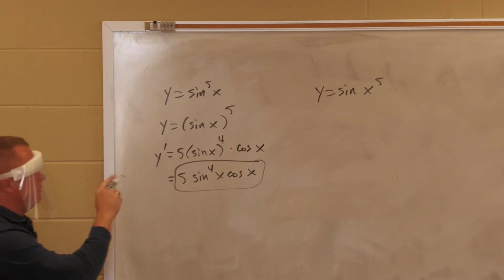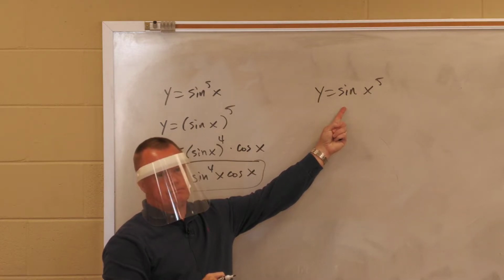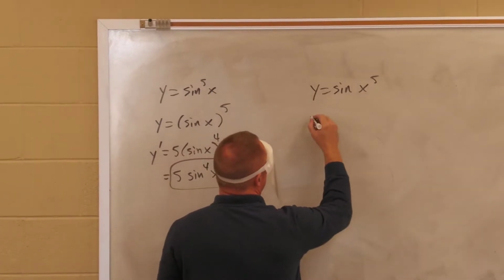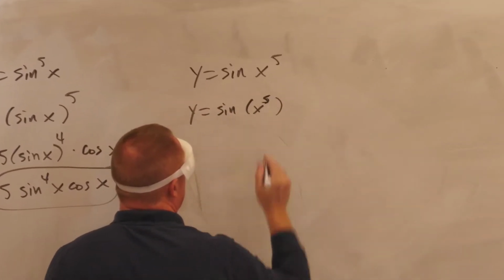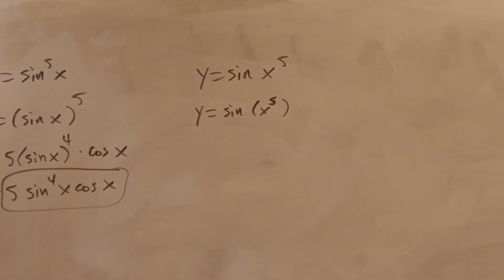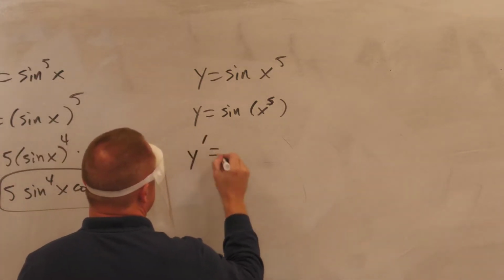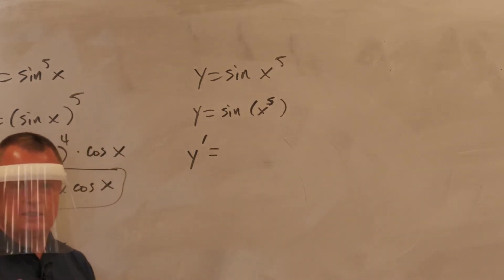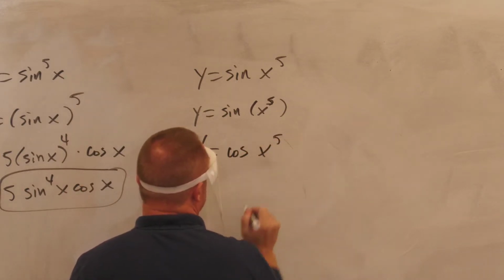Now, over here on this one, what would the outside function be on this one? Well, I could rewrite it like this. So looking at it like that, what would be the big outside function on the second one there? Sine. All right, sine's the outside one, and x to the 5th is the inside one. So take the derivative of the outside first. What is the derivative of sine? Positive cosine, right? So cosine x to the 5th, okay?